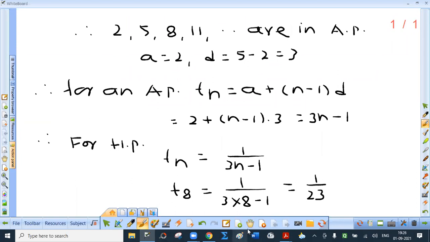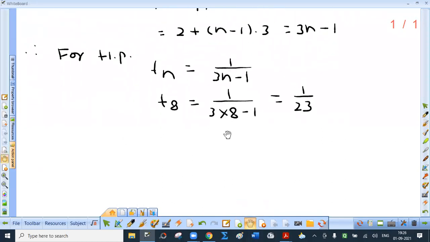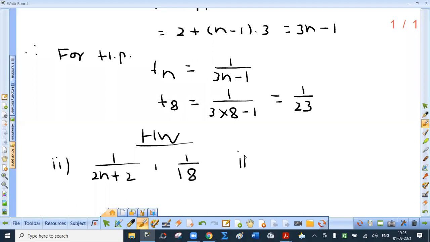Okay. In fact, second and third, I hope you can do on your own. Simple one. It's not at all difficult. So I'll give the answer. For second, it is 1 upon 2n plus 2. So clearly, the eighth term is 1 upon 18. And for the third, Tn is 1 upon 5n, so that eighth term is 1 upon 40.